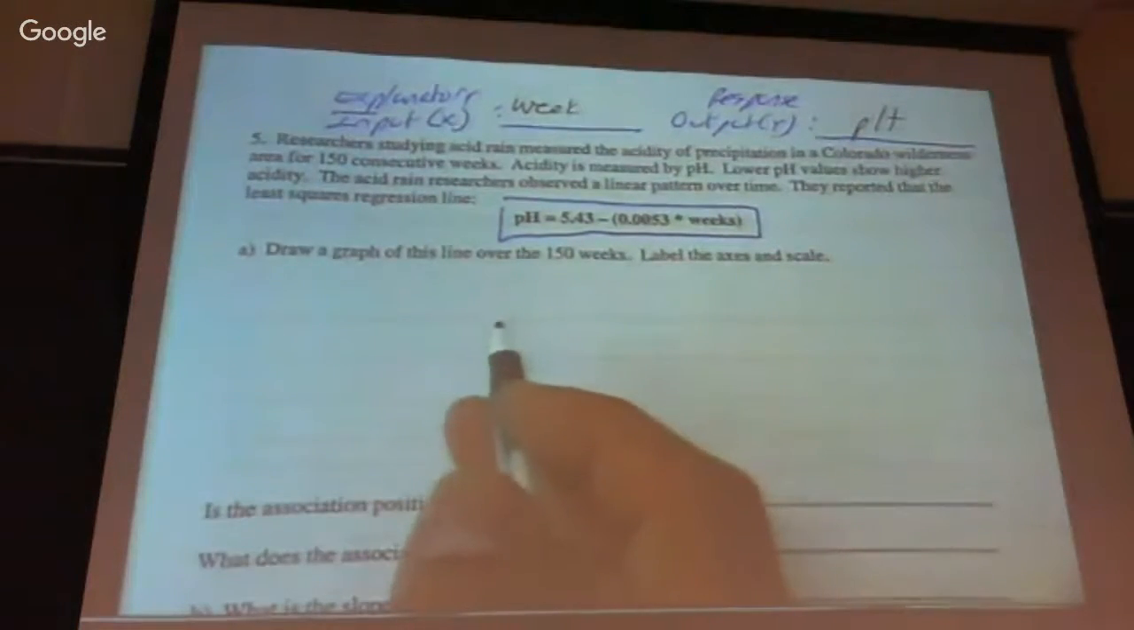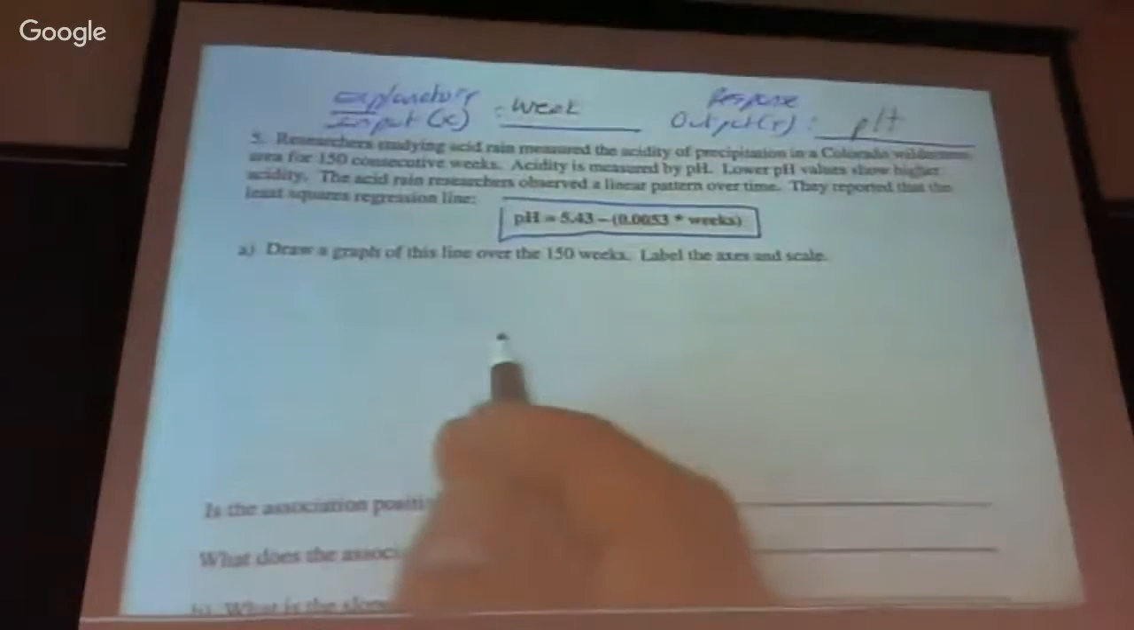Now, I asked you to graph it. We're not graphing data. What's the only thing we're graphing?